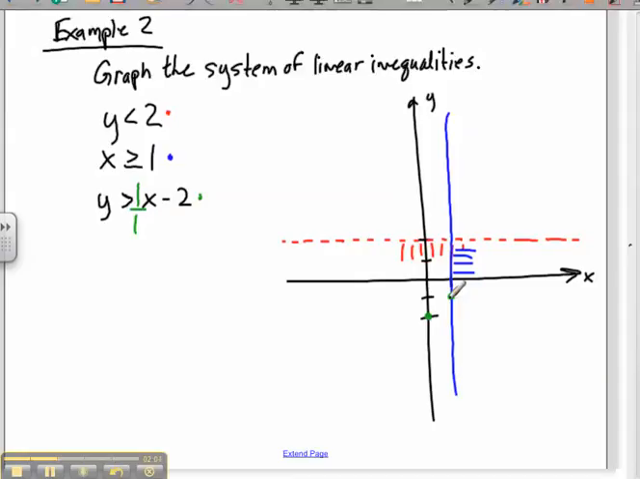Now this just says greater than. It's not equal to, so this is a dotted line. And it says y is greater, so I'm shading above this line in here. So you can see it's kind of small, right?